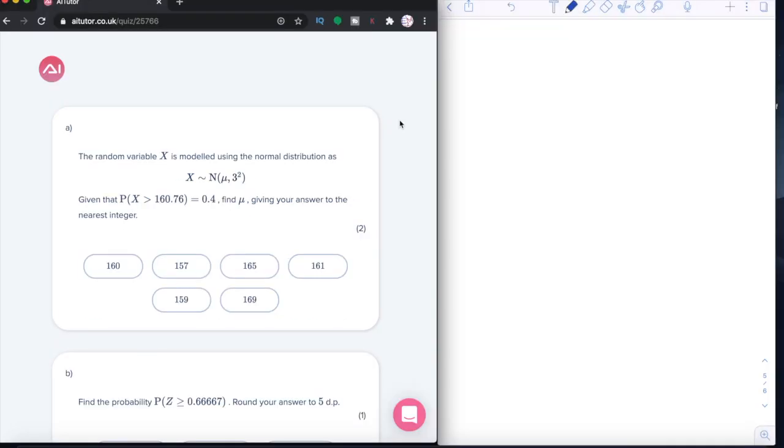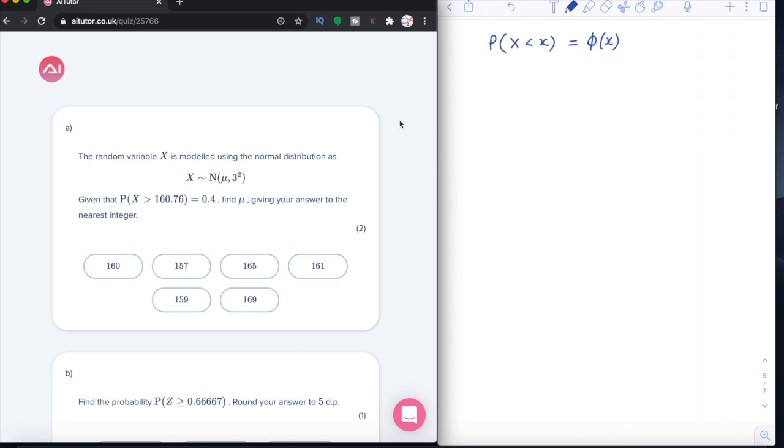Okay, this question, part A, says the random variable x is modelled using the normal distribution. It says x is normally distributed with mean mu and variance 3 squared. Given that the probability that x is greater than 160.76 equals 0.4, find mu, giving your answer to the nearest integer. Okay, so we say that the probability that a random variable x is less than some particular value of x is equal to 5x.